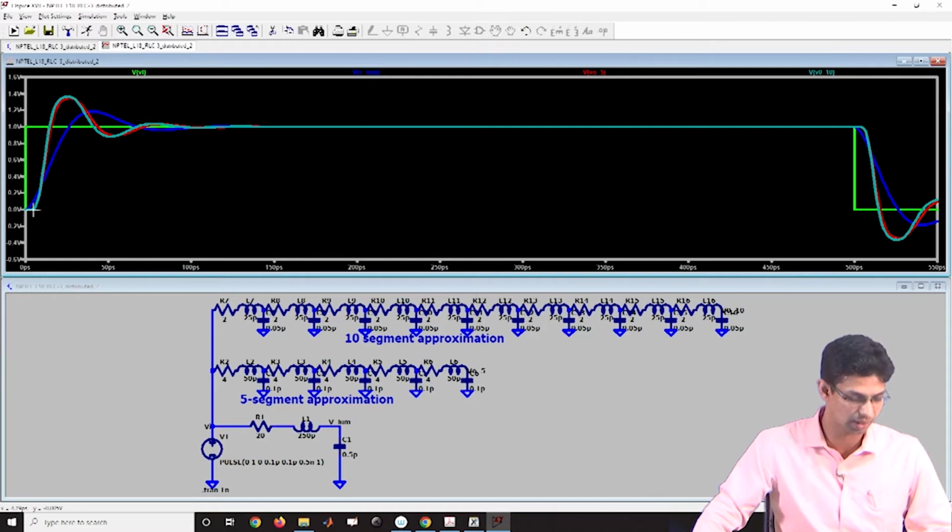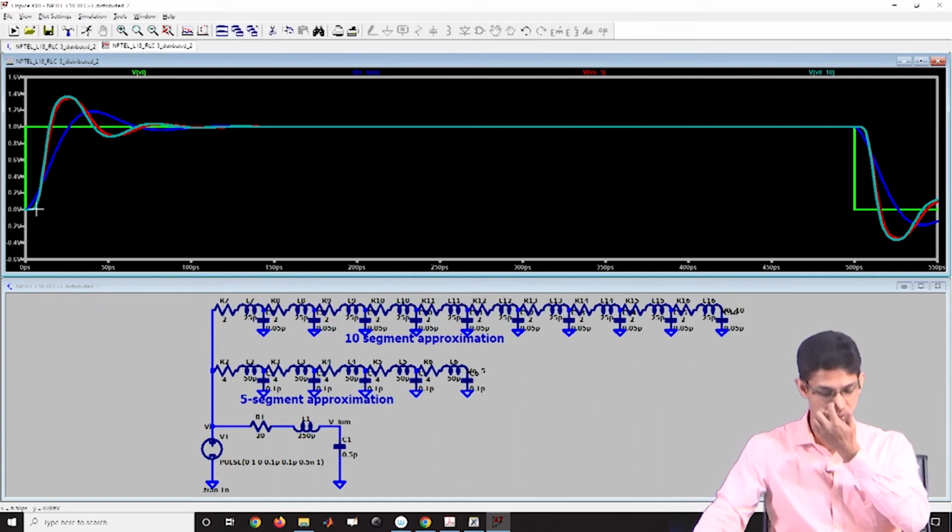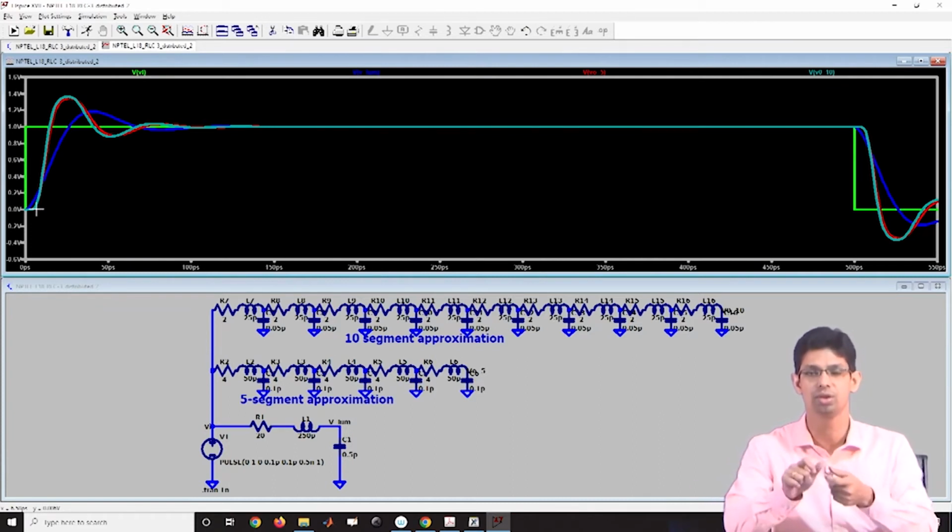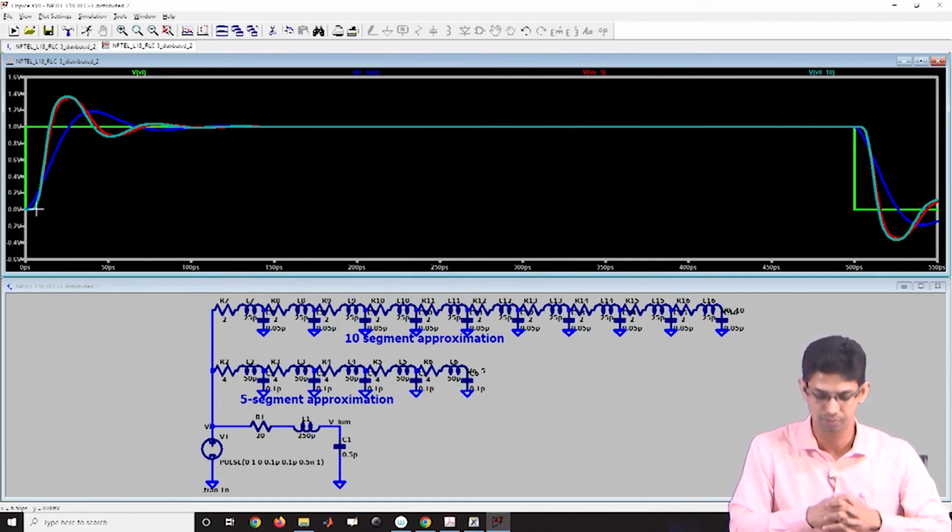Here, however, I can see something like time of flight. There is some region where there is zero signal in my output, and then the signal starts growing up. So with 10 segments, it seems that I am able to get something like time of flight. But here the effect of resistance and LC are both overlapping. So RC as well as LC is overlapping in our analysis.